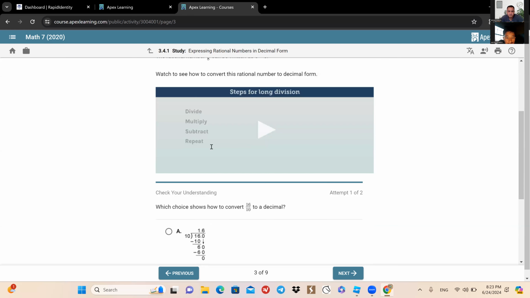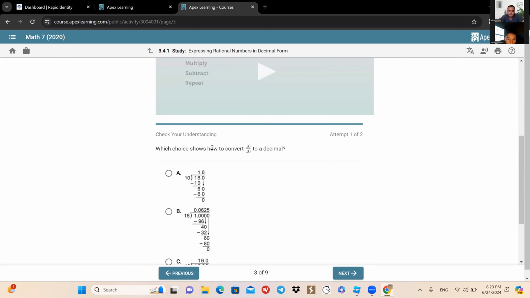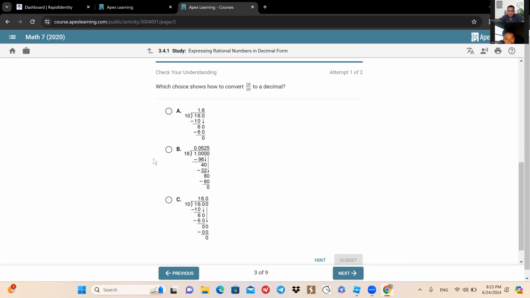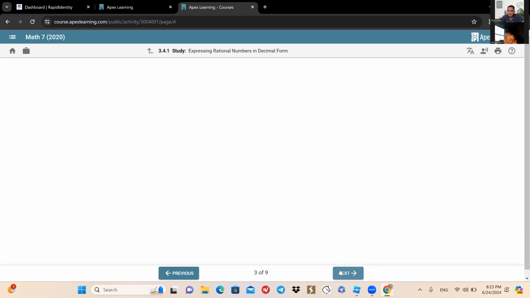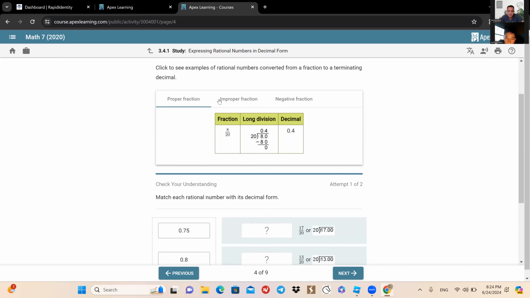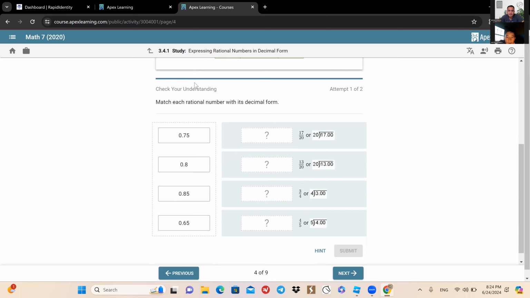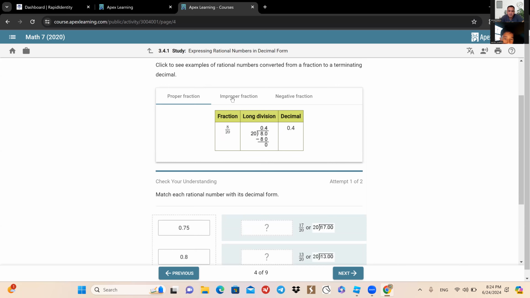Which choice shows how to convert 16 over 10 to a decimal? It would be this one. Okay, these are actually easy questions. What is it at the top? It's about fractions, long division, decimals, proper fractions, improper fractions, negative fractions.